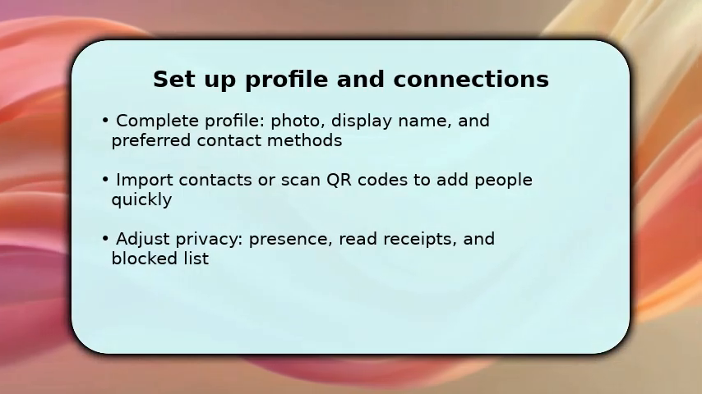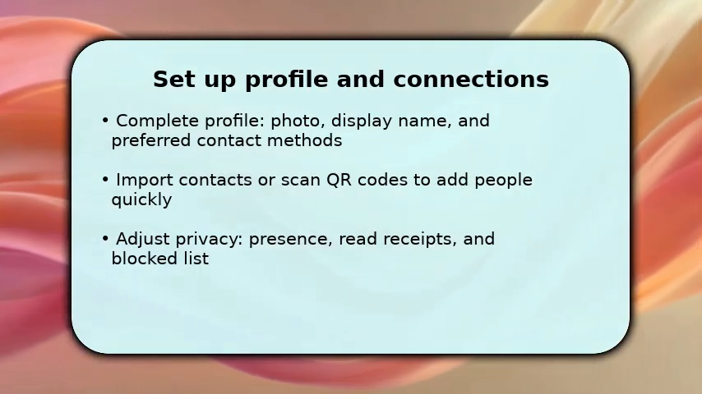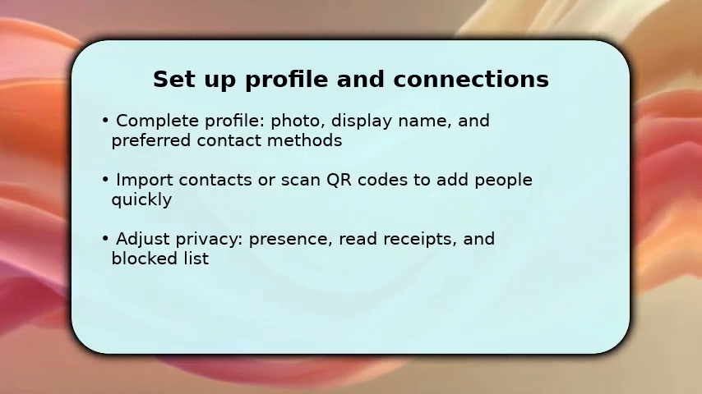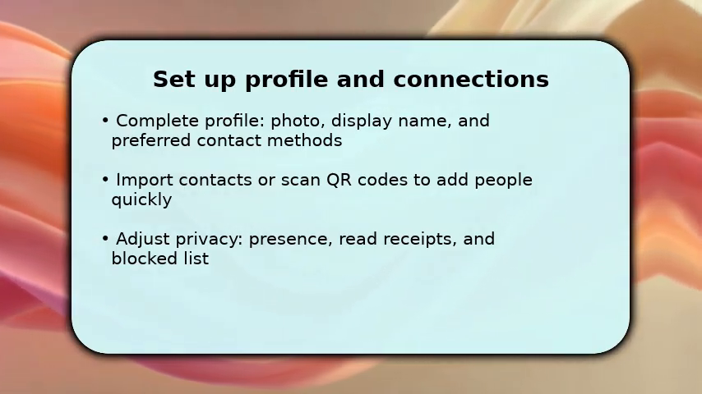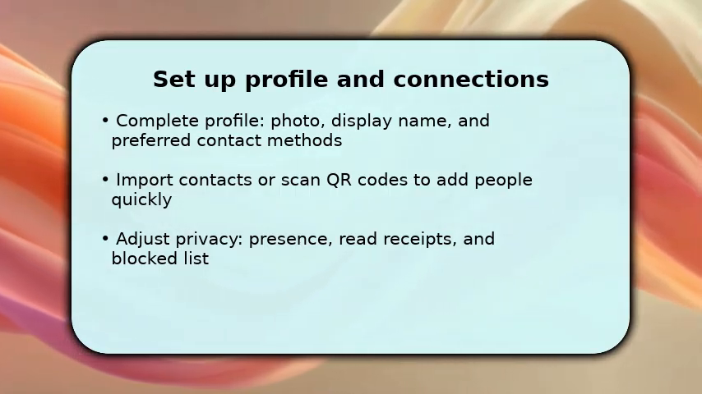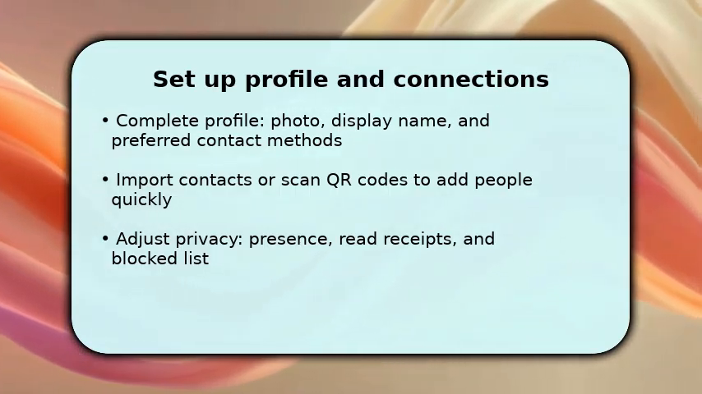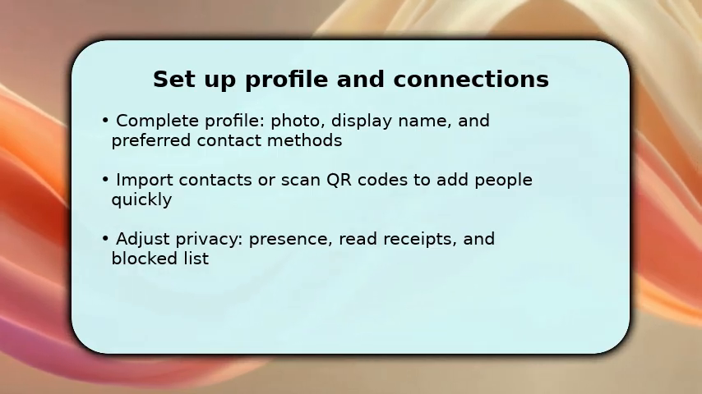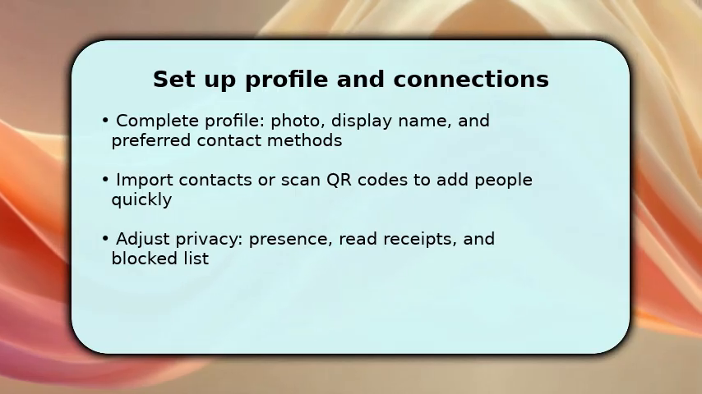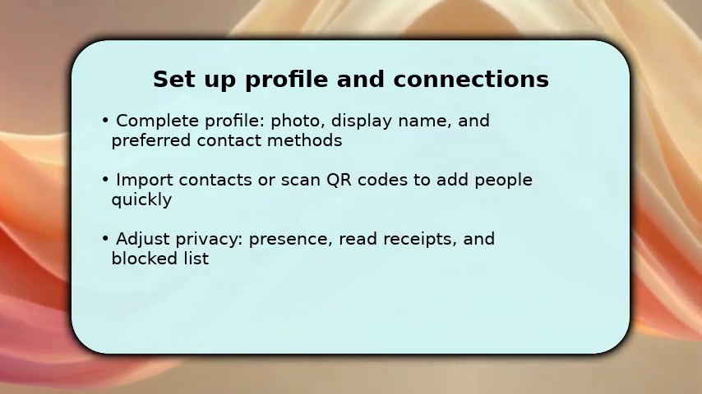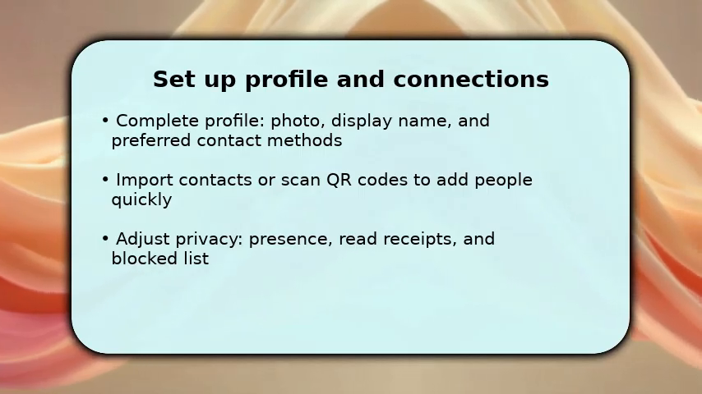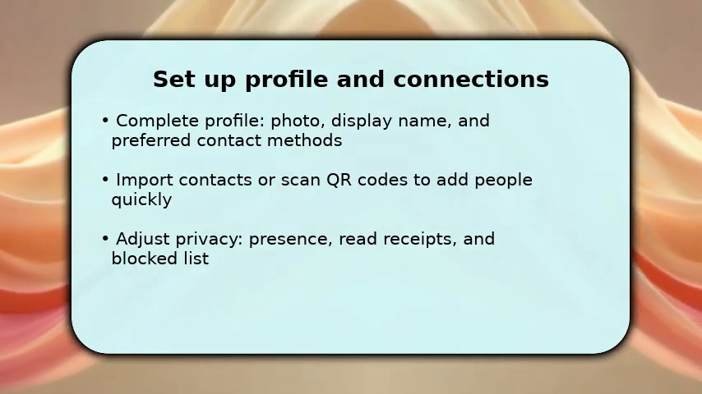You now configure how you appear and who can reach you. Fill your profile with a clear photo and display name. This improves recognition in group chats and search. Once done, import contacts or scan QR codes to add collaborators without manual entry. Make sure to set privacy controls, toggle presence, read receipts, and blocked users, so you control visibility and interruptions. These choices affect notifications and sync behavior, so take a minute to match settings to your workflow.